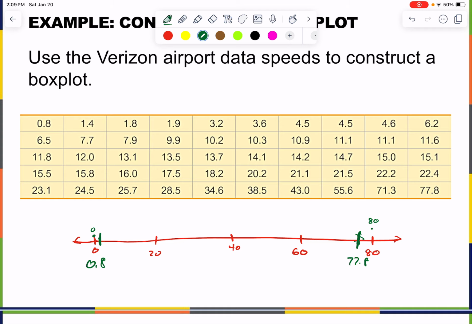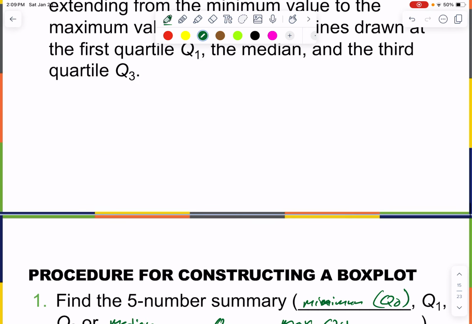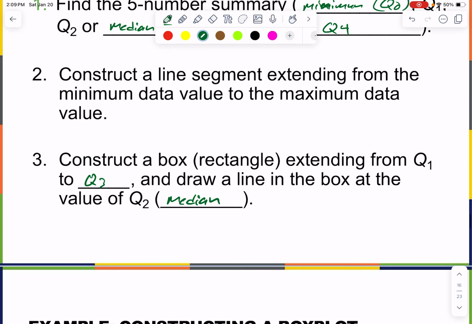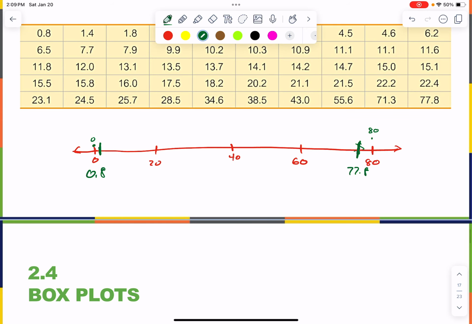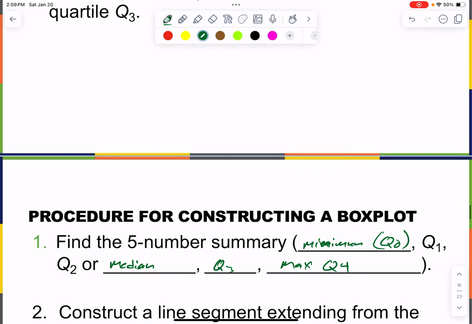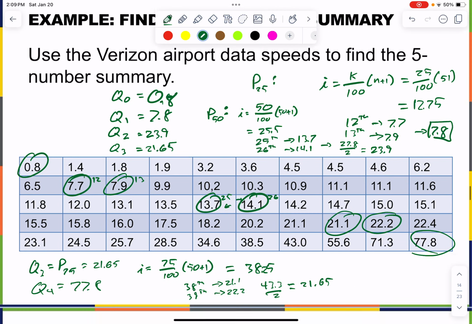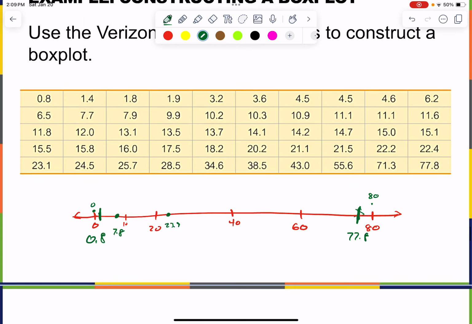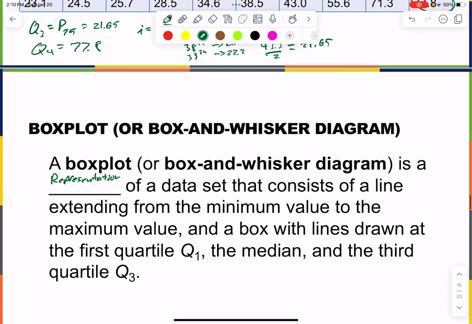Okay, now we need to get Q1. What's Q1? Q1 was 7.8. Okay, so in red, we've got 10 about right there. So 7.8 will probably put us somewhere right there. Okay, now what was the median? The median was 23.9. So that's just a little bit more than 20. So I'm going to put that right there. 23.9. And then the third quartile was 77.